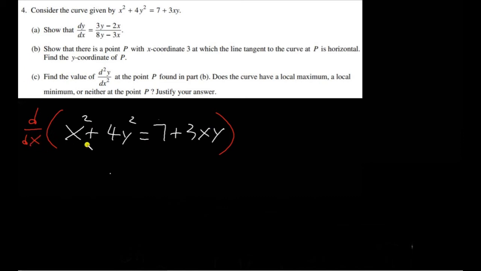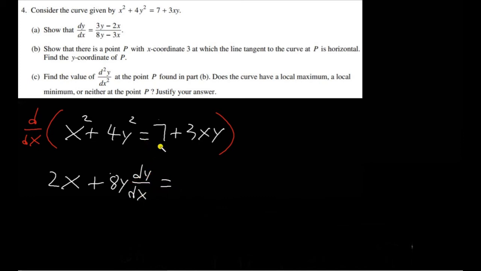Alright, so we'll start with x squared. Using the power rule, we'll get 2x. And then for the 4y squared, using the power rule again, we'll get 8y. But since we're differentiating with respect to x, not y, we need to add a dy/dx on the end by the chain rule.